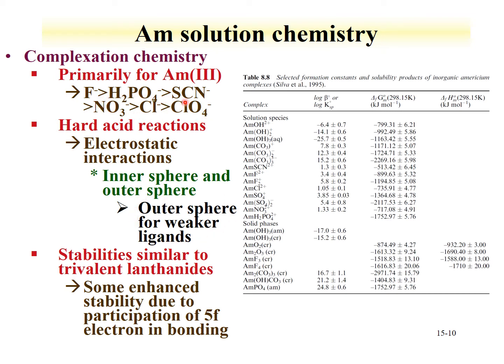The stabilities of the trivalent americium are similar to the trivalent lanthanides. There is a little bit of enhanced stability due to the 5f electrons that participate in the bonding of americium. And this is actually something that's exploited for separations of trivalent lanthanides from trivalent actinides.